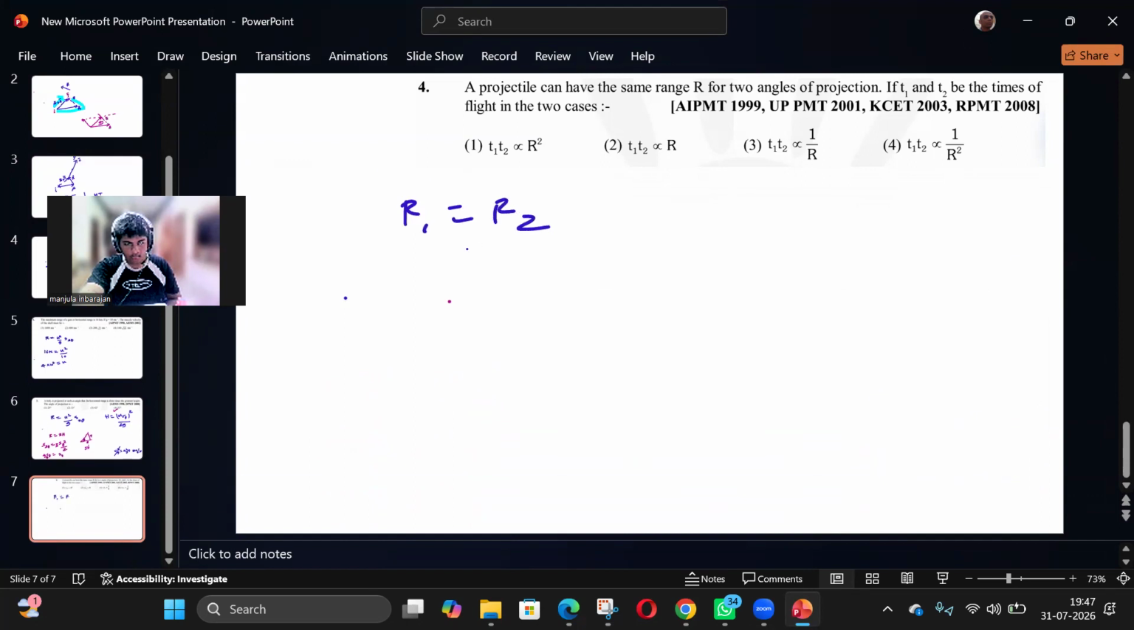R1 equals R2. That means sine 2 theta 1 equals sine 2 theta 2 because u is the same. The only variable is theta. So 2 theta 1 equals pi minus 2 theta 2, because sine theta is the same as sine of pi minus theta. So theta 1 plus theta 2 is 90 degrees.